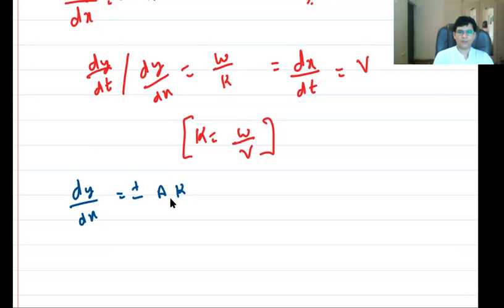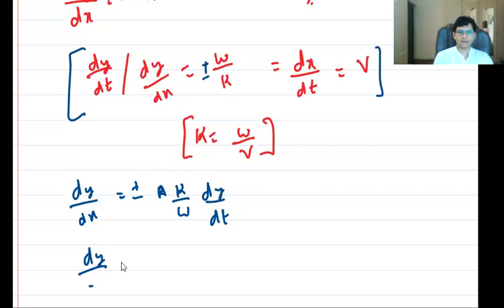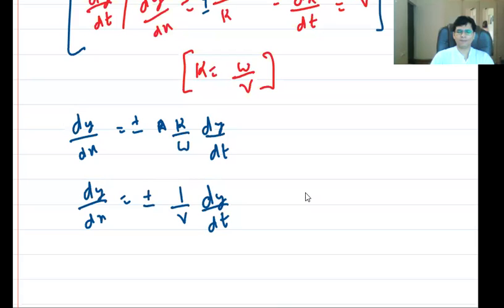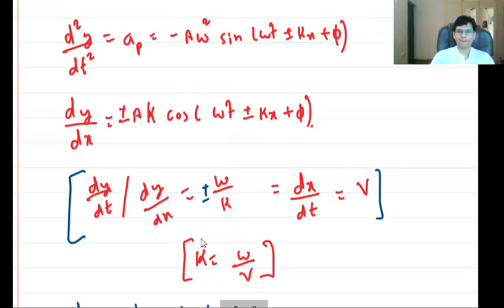k by omega ना, a कट जाएगा, k by omega into dy by dt. Yes or no? Plus minus, right? And what is this k by omega? 1 by vp. So I can say dy by dx is equal to plus minus 1 by v into dy by dt. Clear everyone? यहाँ तक समझ में आ गया? सबको समझ में आ रहा है? Step by step.